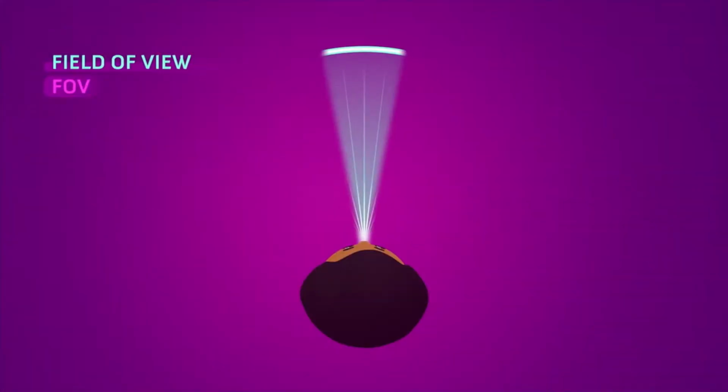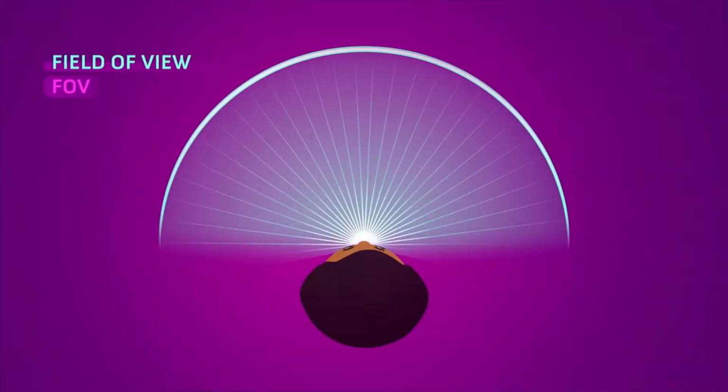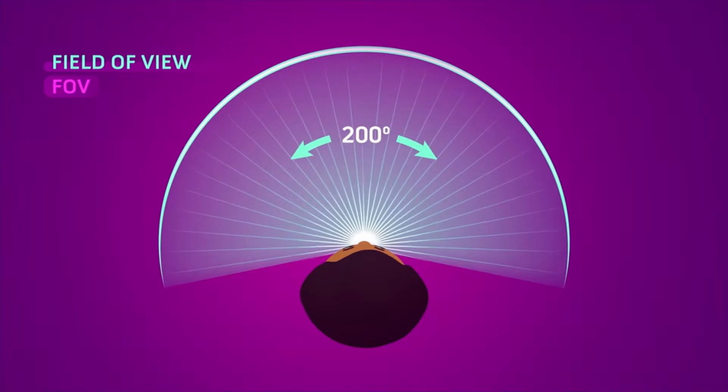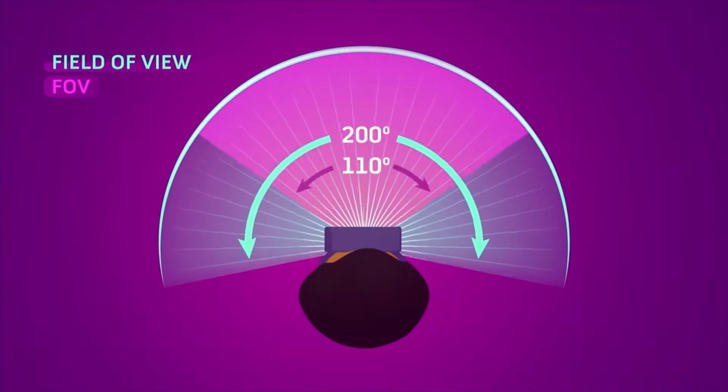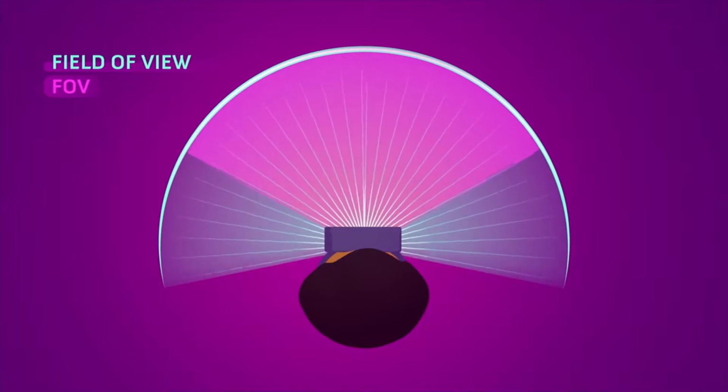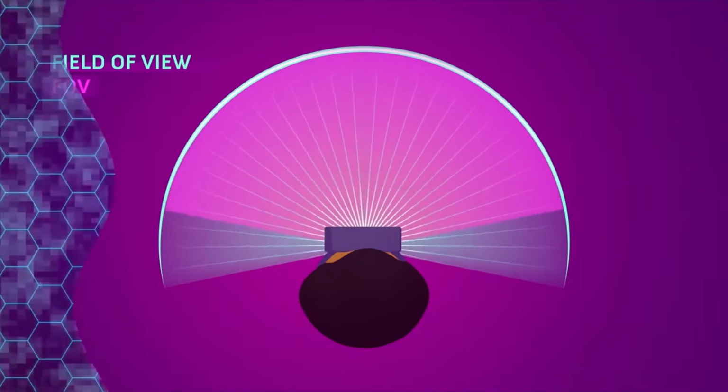FOV. Field of view is the angle of degrees in your visual field. The human eye FOV is about 200 degrees. Premium headsets are currently about 110 degrees. Higher FOVs give higher levels of immersion.